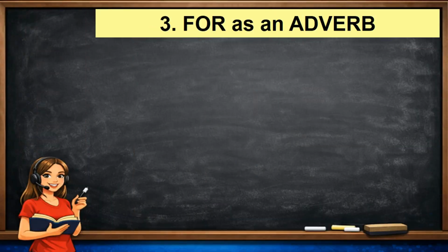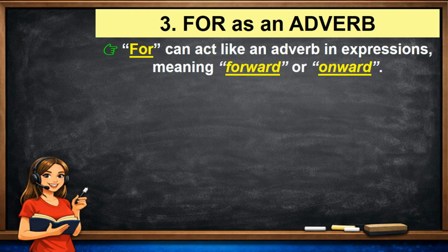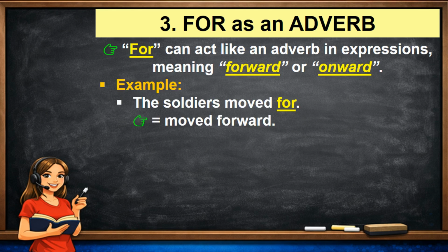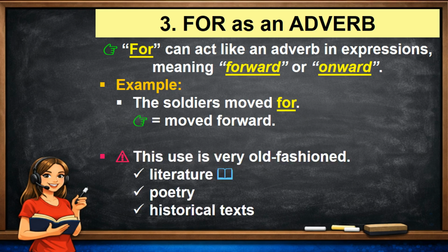3. For as an adverb. Okay, this one is rare but interesting. For can act like an adverb in expressions, meaning forward or onward. Example: the soldiers moved for. In this sentence, for means moved forward. But honestly, this use is very old-fashioned.